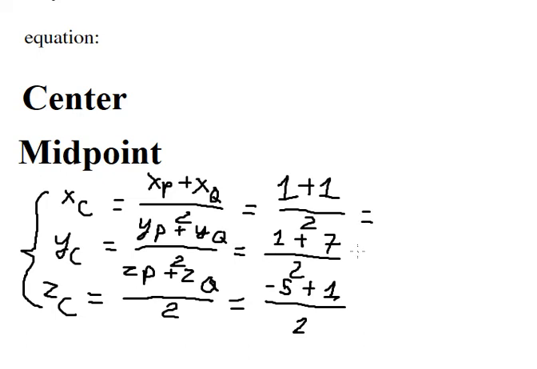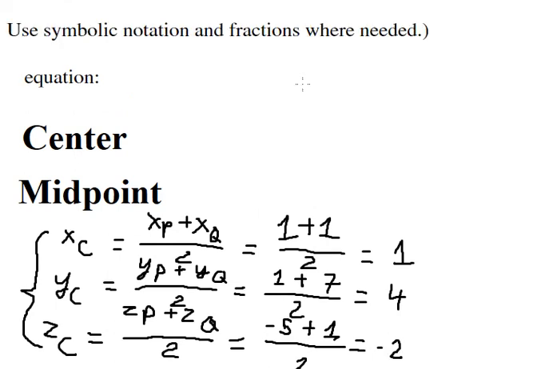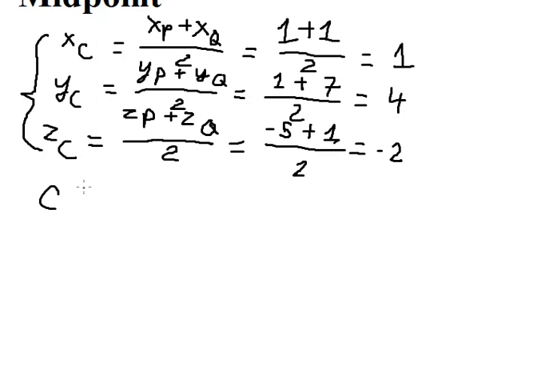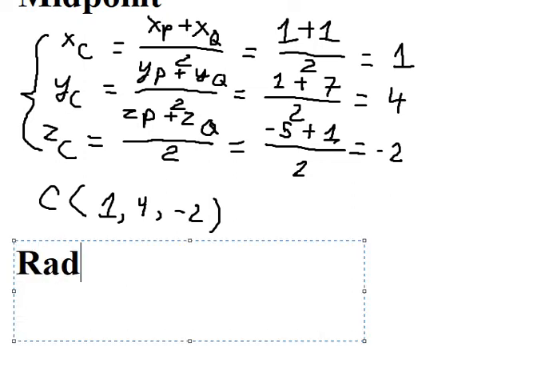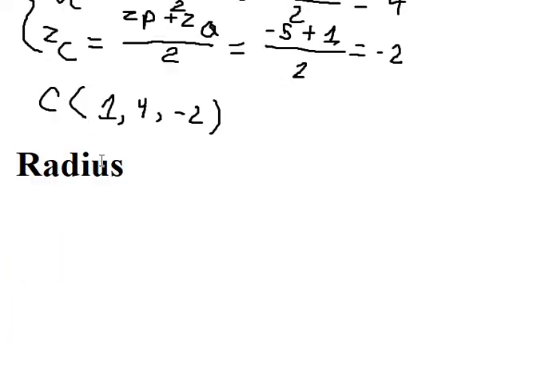So we calculate. This one we have 1, this one we have 4, and this one we have negative 2. So C in here should be (1, 4, negative 2). Now we want to find the radius. To find the radius, we can use the diameter divided by 2.